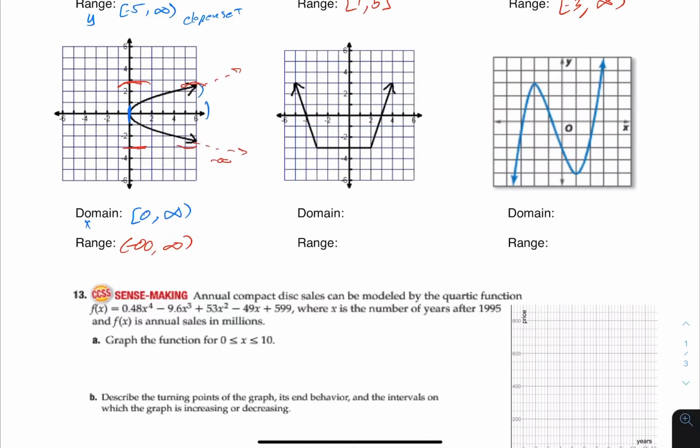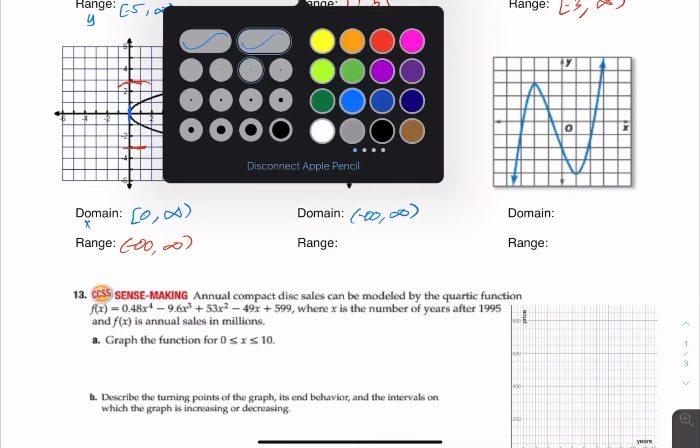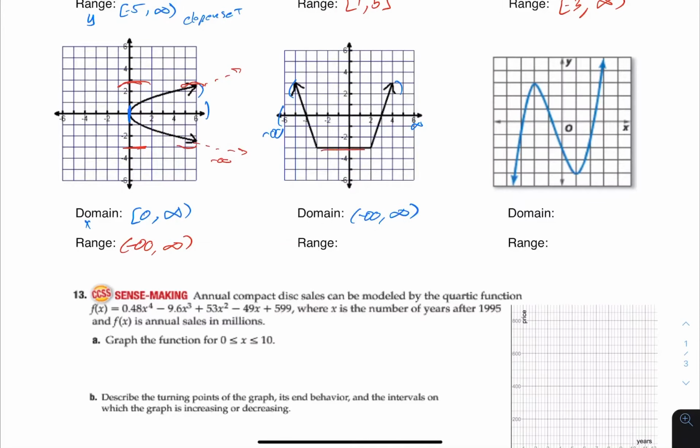Next one, domain, left to right. So farthest left I see is an arrow. Farthest right I see is an arrow. So negative infinity, positive infinity. Range, lowest I see is right here, -3. Highest I see is an arrow. Arrow always wins. That's infinity. So -3 to infinity.